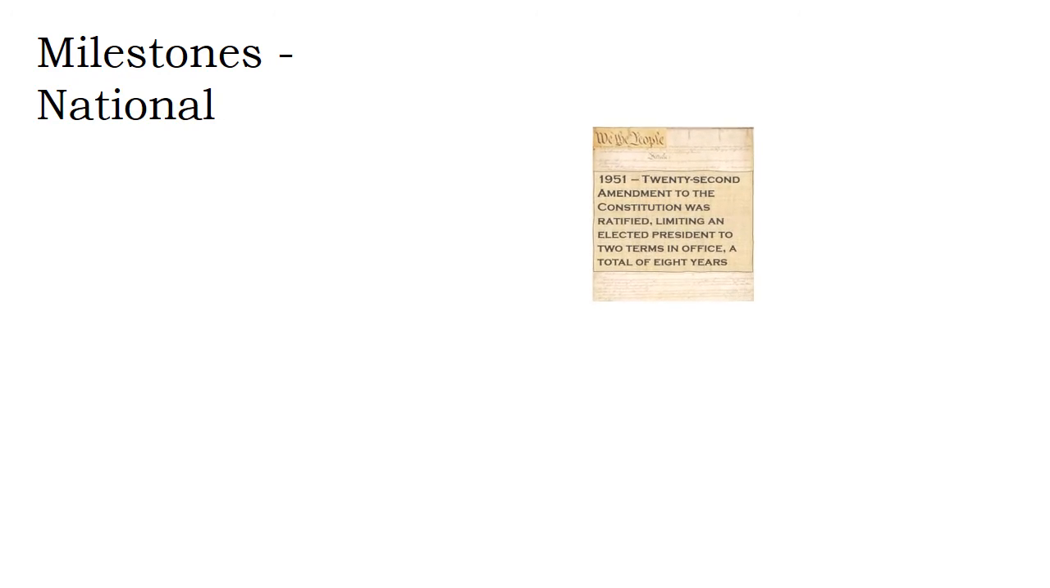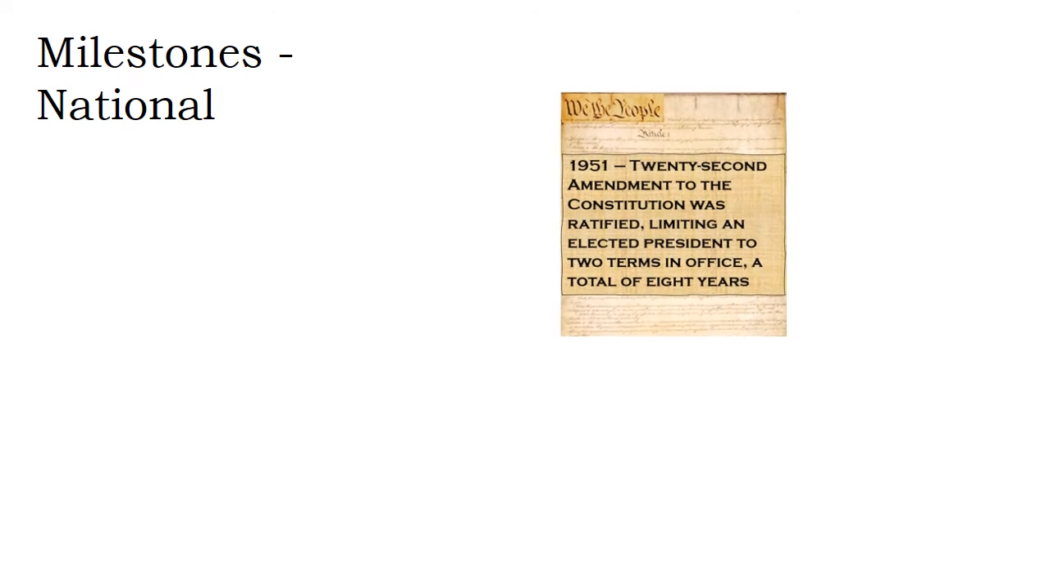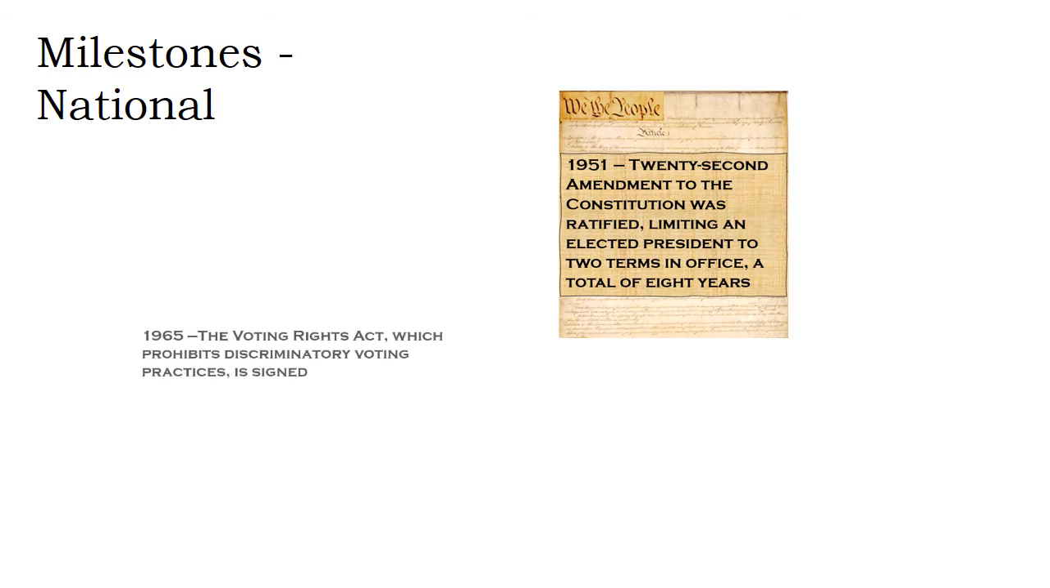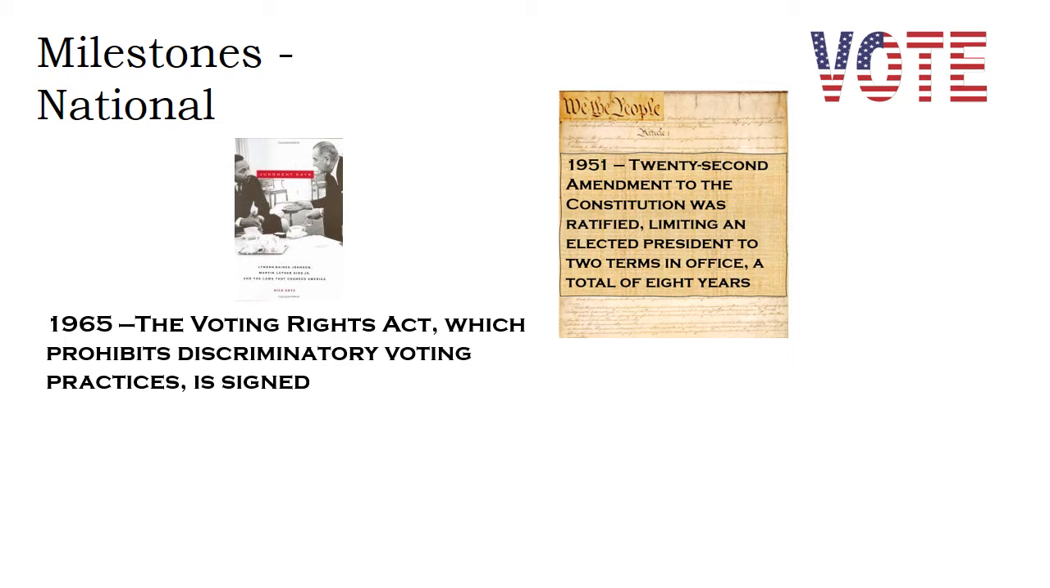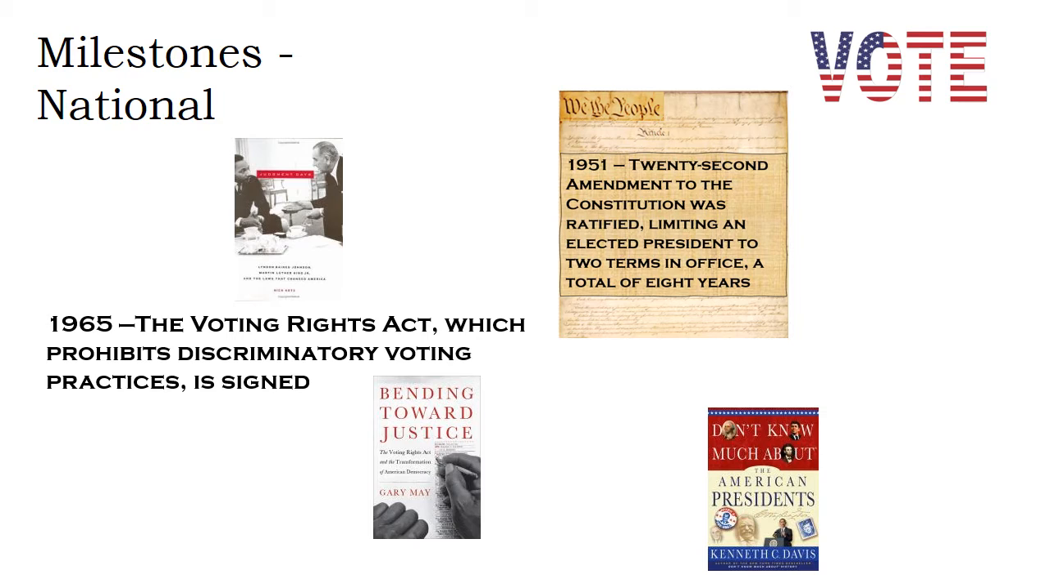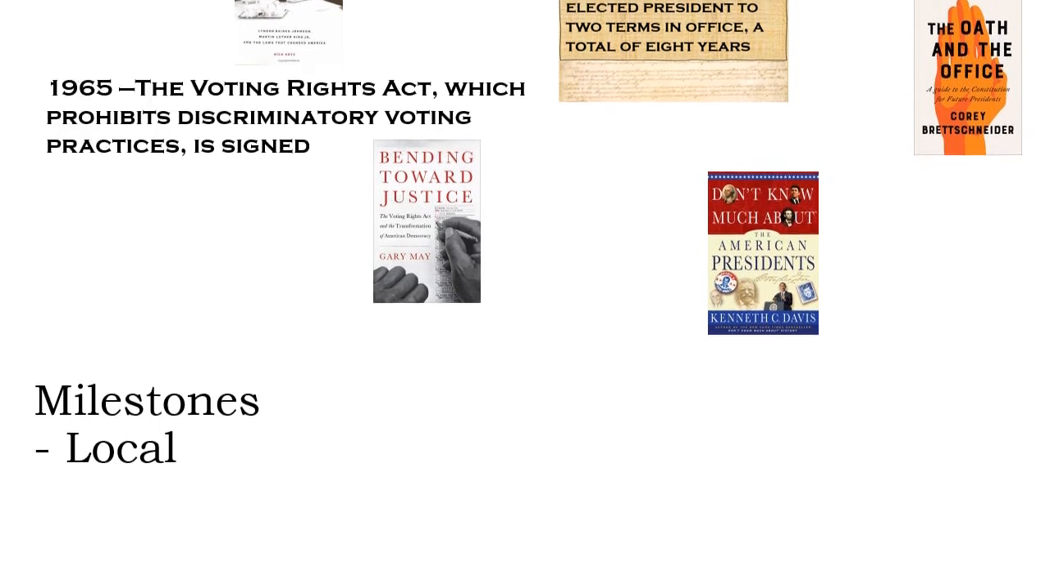Milestones National. In 1951, the 22nd Amendment to the Constitution was ratified, limiting an elected president to 2 terms in office, a total of 8 years. In 1965, the Voting Rights Act, which prohibits discriminatory voting practices, was signed. Reading suggestions: Judgment Days, Bending Towards Justice, Don't Know Much About the American Presidents, and The Oath and the Office.